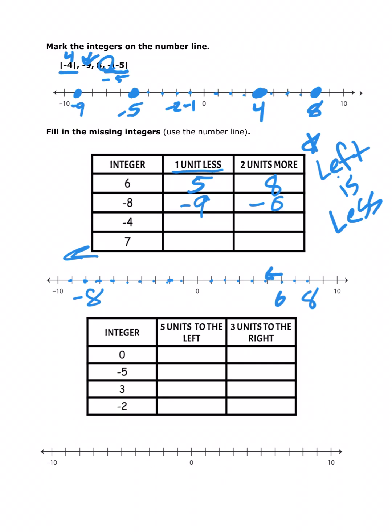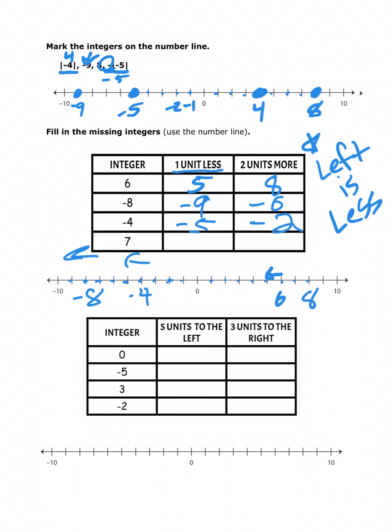So now I have -4 as my integer. 1, 2, 3, 4. 1 unit less, left is less, would put me right here at -5. And then 2 units more, I'm now going to the right. So I start at -4, I go 1, 2, and that puts me at -2.